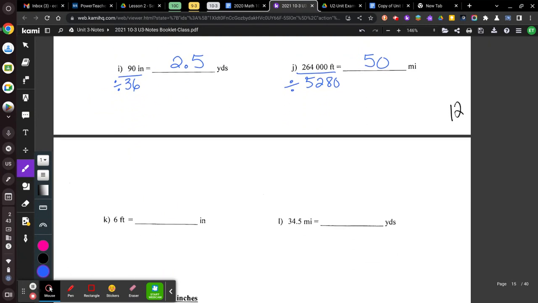Okay, so we're going to finish up our single conversions. We want feet to inches. We're going to times it by 12 to give us 72 inches. Miles to yards, going up the scale, so we are multiplying by 1760. And that's going to give us 60,720 yards. Okay, make sure you've got everything copied properly, and then we're going to get into double conversions.